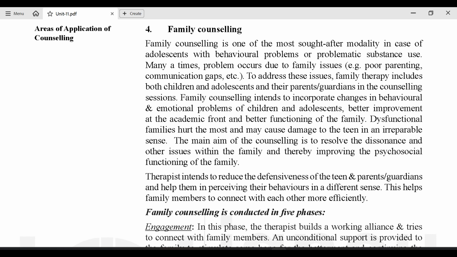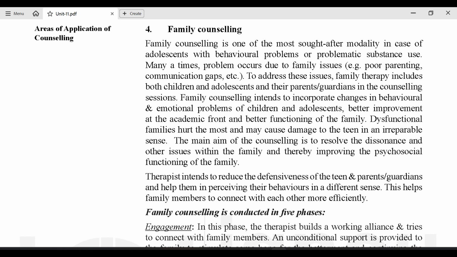Family counseling intends to incorporate changes in behavioral and emotional problems of children and adolescents, better improvement at the academic front and better functioning of the family. Dysfunctional families hurt the most and may cause damage to the teen in an irreparable sense. The main aim of the counseling is to resolve the dissonance and other issues within the family and thereby improve the psychosocial functioning of the family.